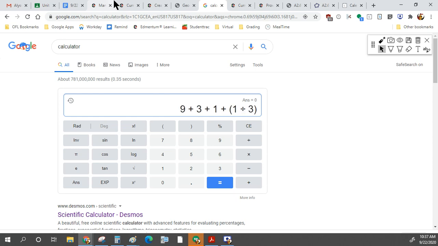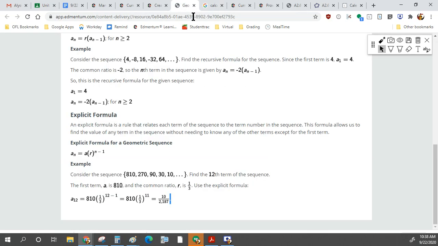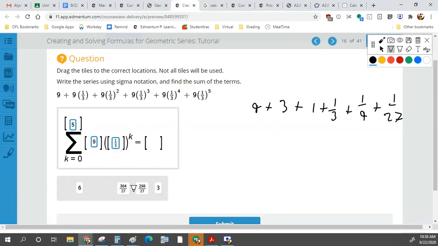1/3 plus 1/9 plus 1/27. And we get 13.48. Well, guess what? If you've been using a calculator, that's not going to help you out too much, right?